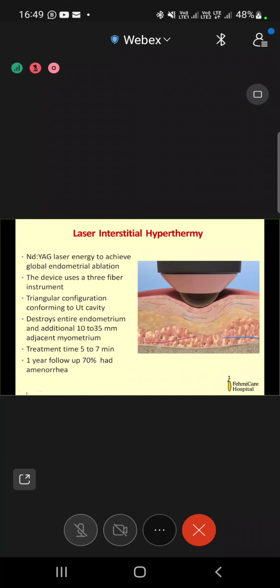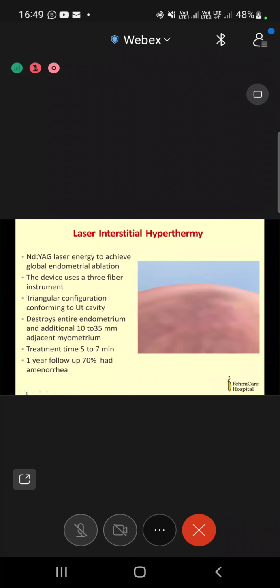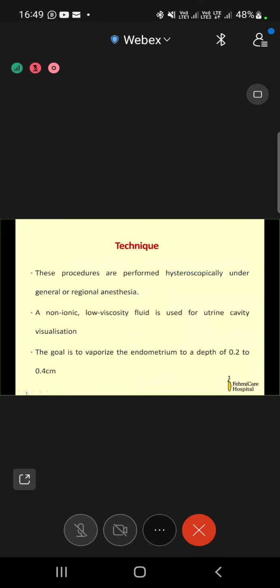The second technique is, and one more point is, in these procedures, non-ionic low viscosity, wait 1 minute.